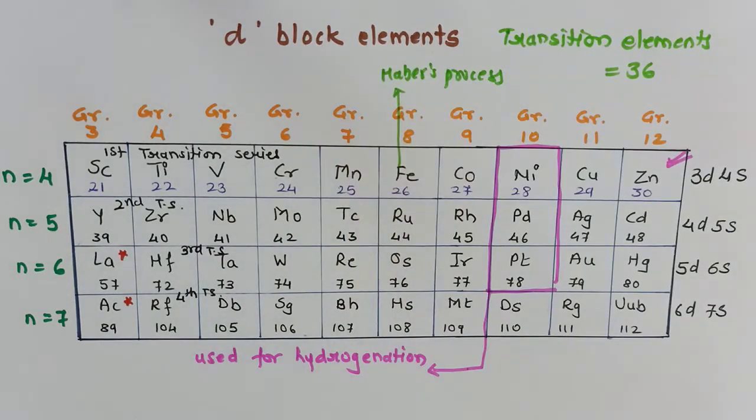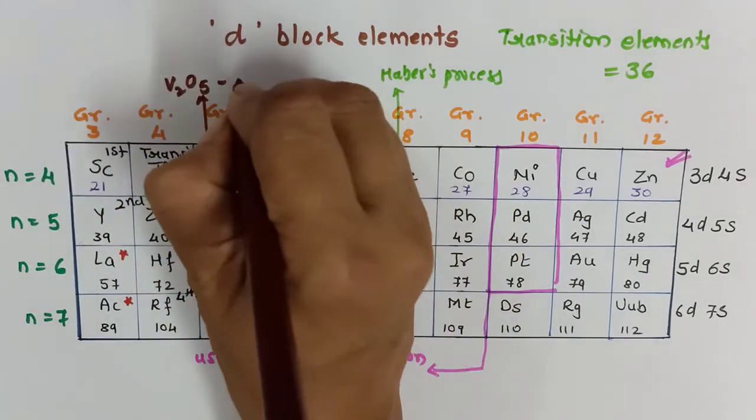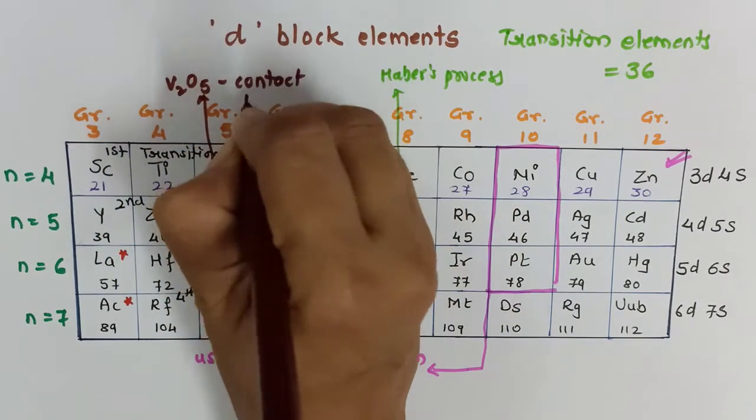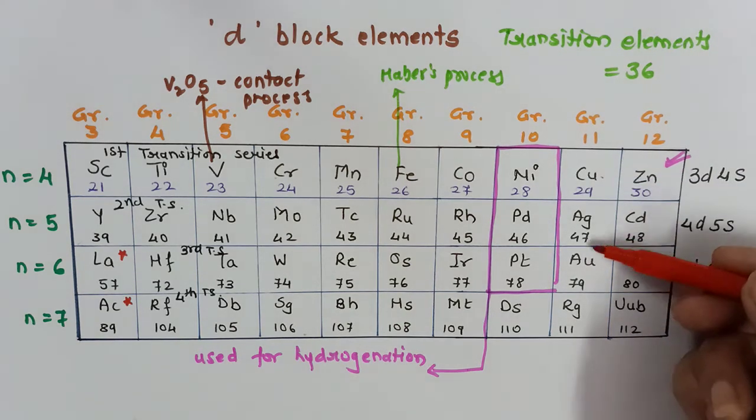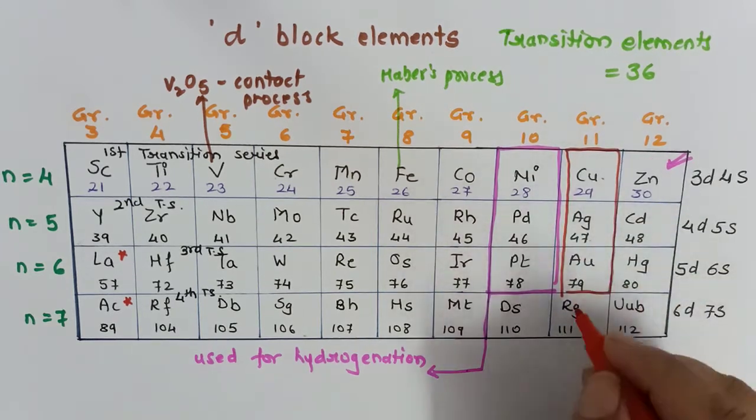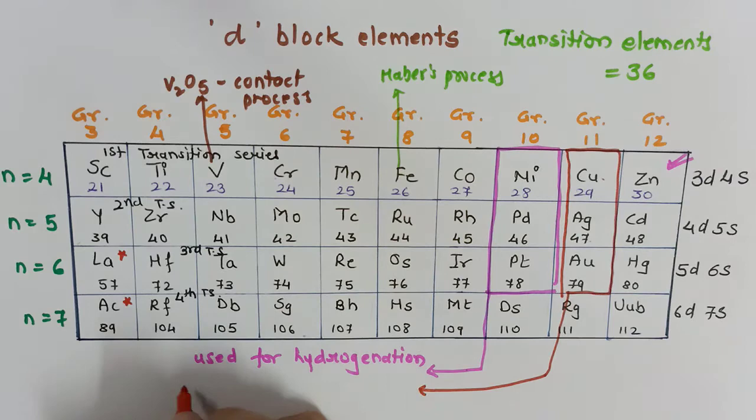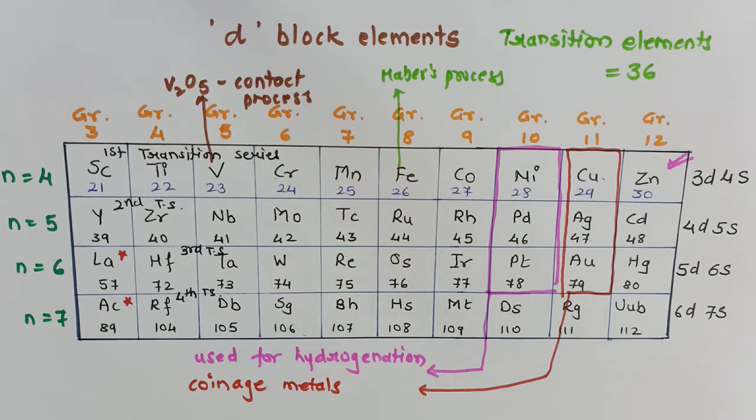Iron is used as catalyst in Haber's process. Vanadium in the form of V2O5 is used as catalyst for contact process. The other elements like copper, silver and gold are called coinage metals, because in ancient time, coins were made of copper, silver and gold, and therefore they are called as coinage metals.